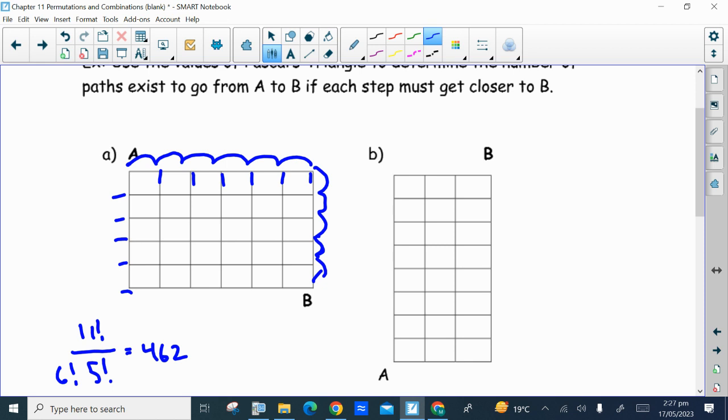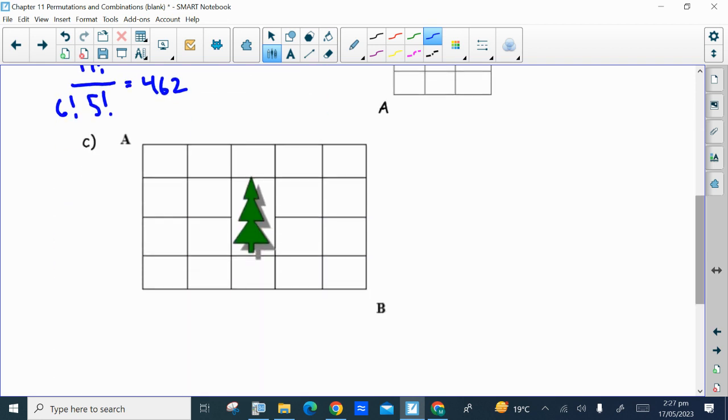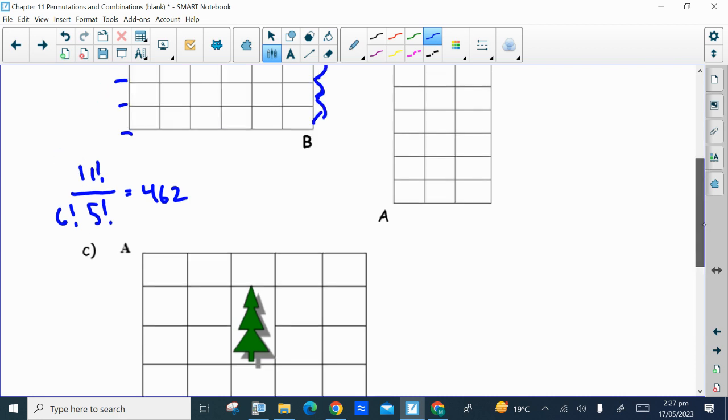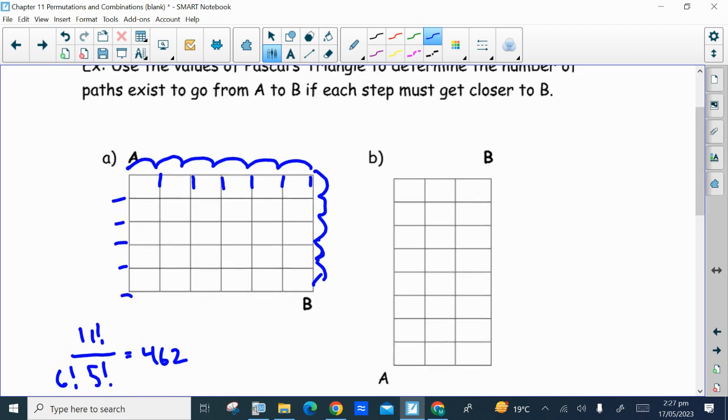So that works. Now the thing about this method, it can only be used if the grids are full and complete. If we look down at part C, that grid is not full and complete. There's a piece missing. So that way of counting routes with repetition cannot be used for a situation like that. So we need a different method.